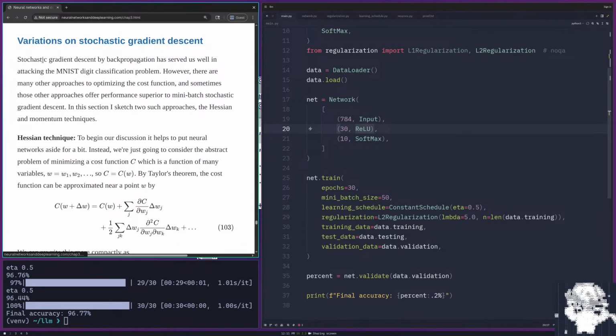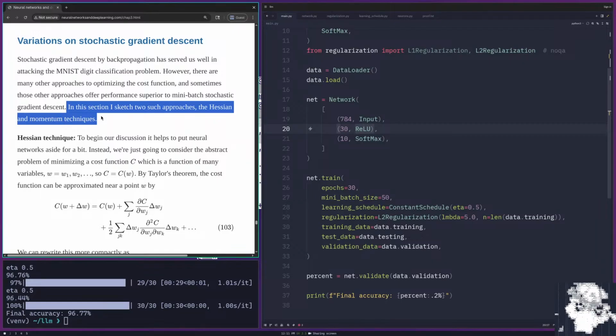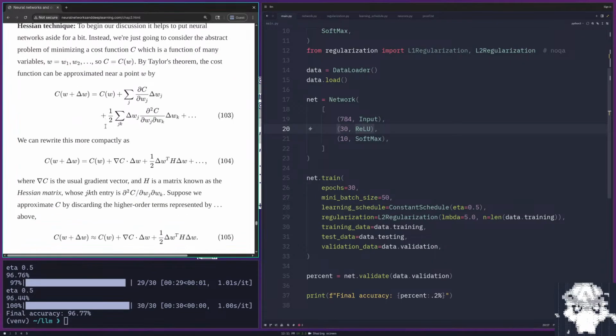Variations on stochastic gradient descent. Stochastic gradient descent by backpropagation has served us well in attacking the MNIST digit classification problem. However, there are many other approaches to optimizing the cost function, and sometimes those other approaches offer performance superior to mini-batch stochastic gradient descent. In this section, I sketch two such approaches, the Hessian and the momentum techniques.